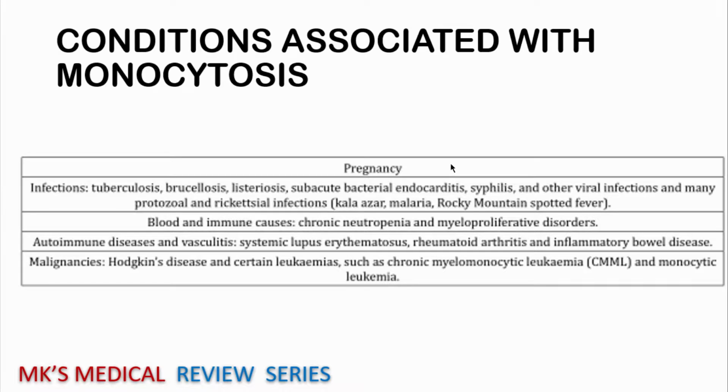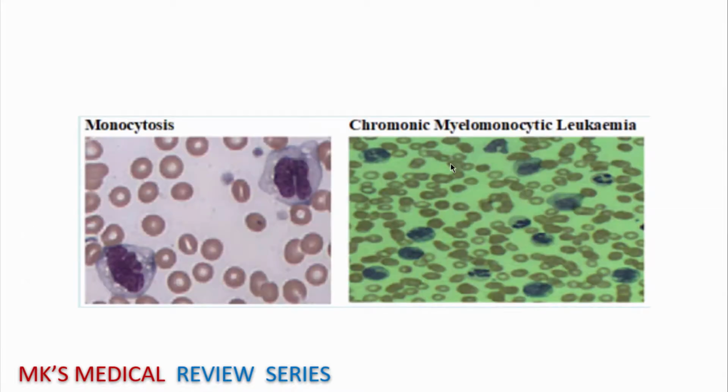Some conditions that are going to be presented to you with monocytosis include things like pregnancy, some infections such as tuberculosis, brucellosis, listeriosis, subacute bacterial endocarditis, syphilis, and other viral infections, and many protozoa and rickettsial infections such as Kala-azar, malaria, Rocky Mountain spotted fever, blood and immune causes such as chronic neutropenia and myeloproliferative disorders, autoimmune diseases and vasculitis, SLE, rheumatoid arthritis, and inflammatory bowel disease, some malignancies such as Hodgkin's disease, and certain leukemias such as chronic myelomonocytic leukemias and monocytic leukemias.